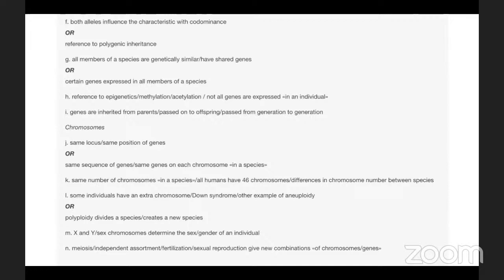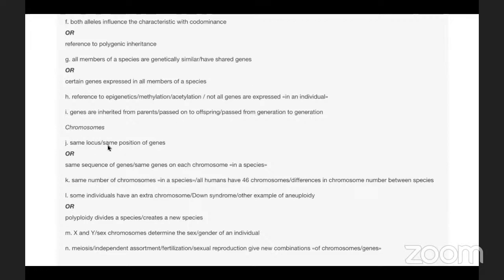And finally, genes are inherited from parents, passed on to offspring from generation to generation. Itu baru role of genes. Tapi dia nak 2 benda, genes dan juga chromosome. So kena explain juga the role of chromosome. Memang jenuh sikit lah soalan macam ni. Sebab tu kalau boleh, jangan pilih soalan yang tak clear. Tapi boleh. So chromosome pula apa?